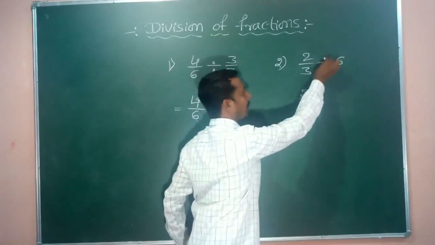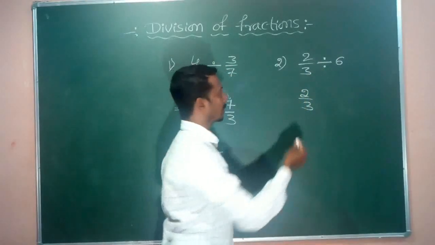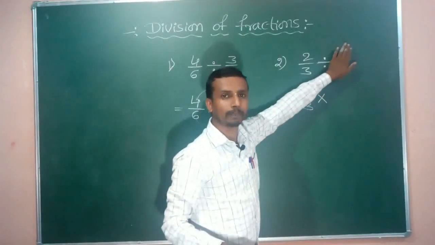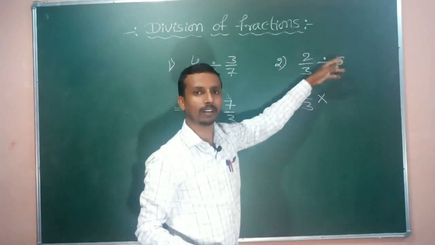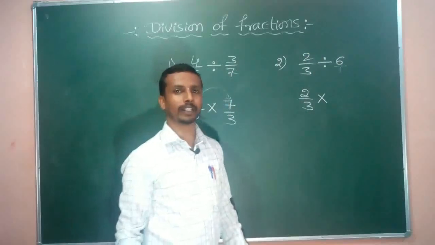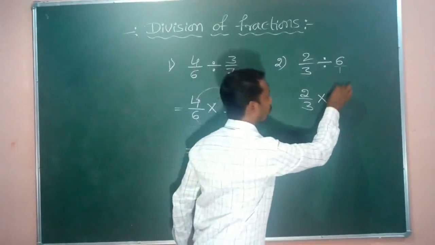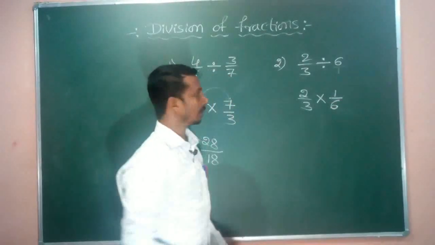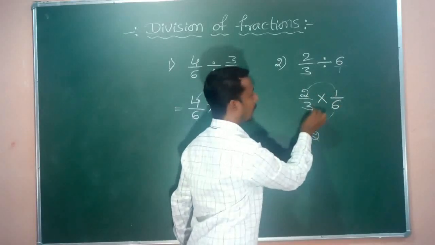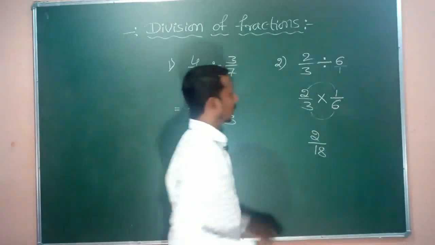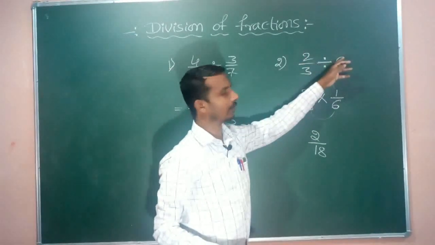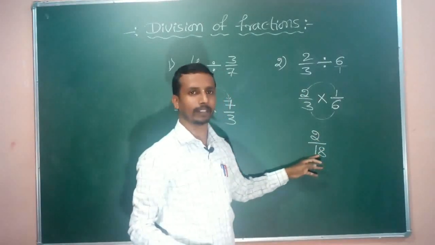Then we have to change the division sign to a multiplication sign. Then 2 by 3 into, then write the reciprocal of the second fraction. The reciprocal of 6 is 1 by 6, because if no denominator is given, it is always 1. Then it becomes 1 by 6. Then multiplication of fractions: 2 ones are 2, dividing by 3 sixes are 18. Then the division of 2 by 3 dividing by 6 is 2 by 18.